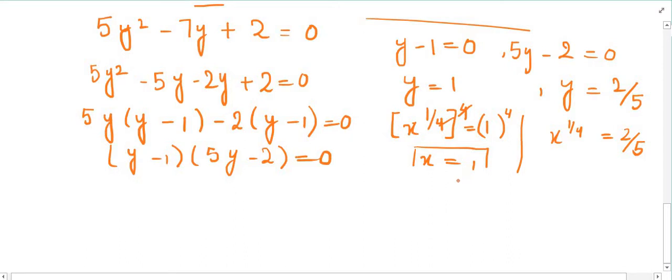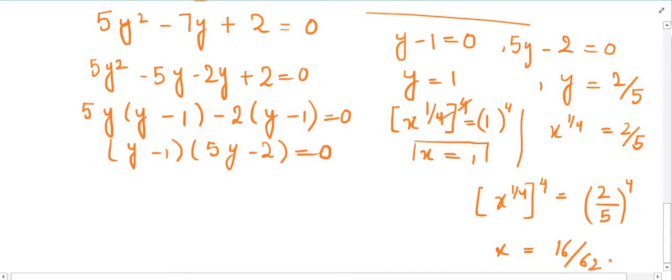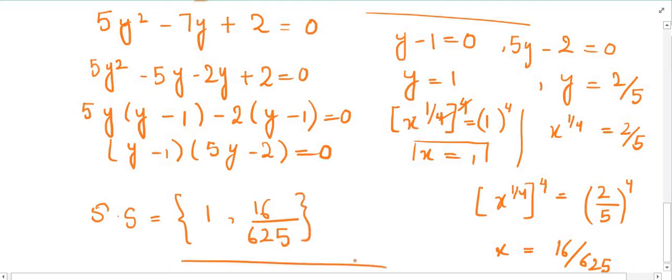This becomes x^(1/4) = (2/5)^(1/4)... x equals 16 by 625. Clear? So the solution set is 1 and 16 by 625. Clear? This is the solution set.